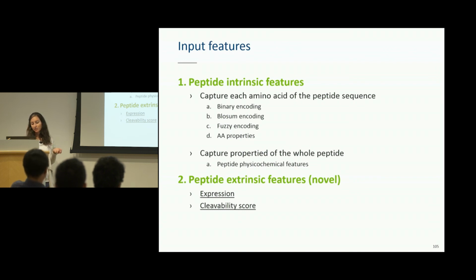And then for the peptide extrinsic features, as you've seen already, we do incorporate expression in terms of the TPM value of the transcript where a certain peptide came from, and the cleavability score, which is the output of the model that Mike just described.